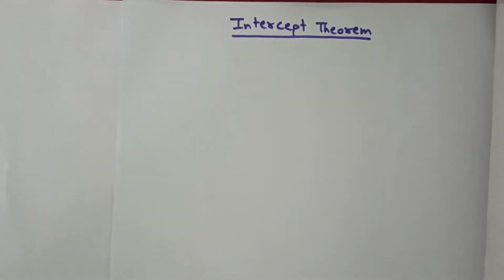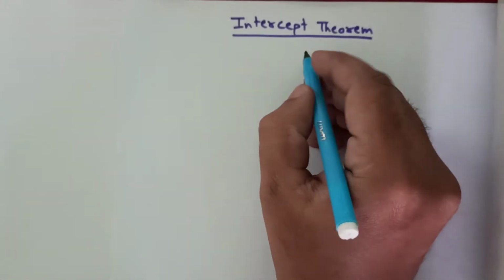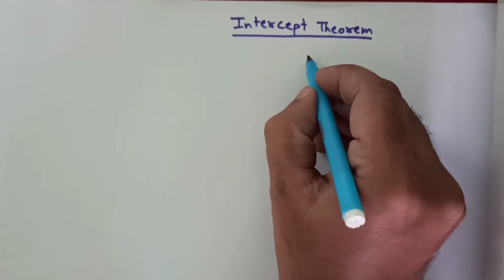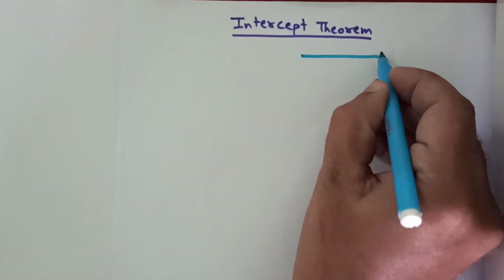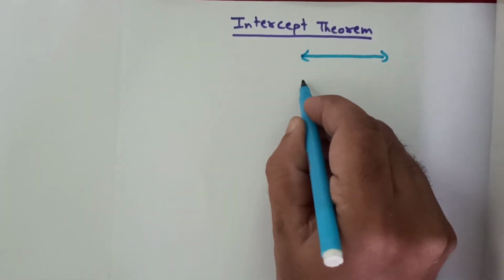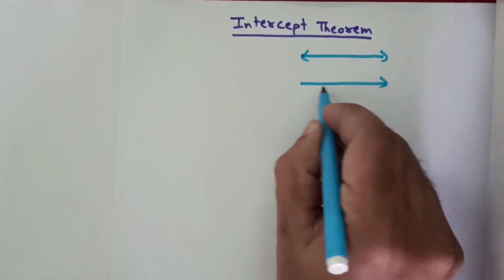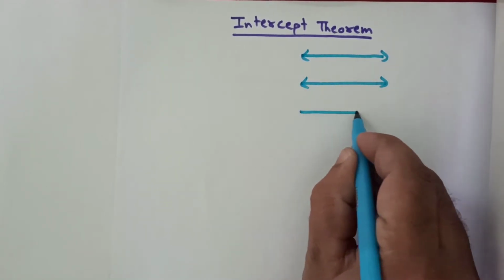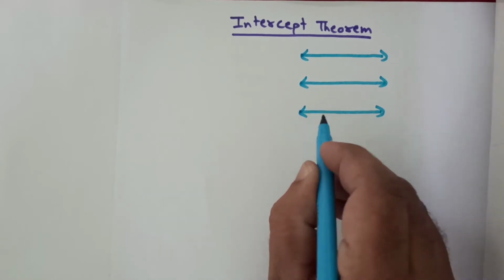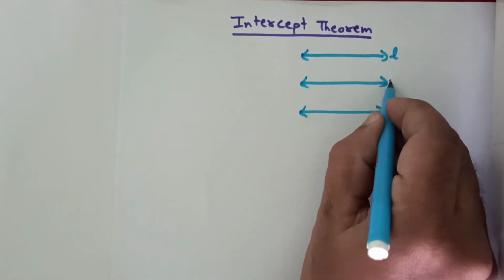First of all we will discuss what an intercept theorem is, and then we will move on to the proof of the theorem. So according to the intercept theorem, suppose there are three lines which are parallel to each other, like line L, line M and line N. These are the three lines.